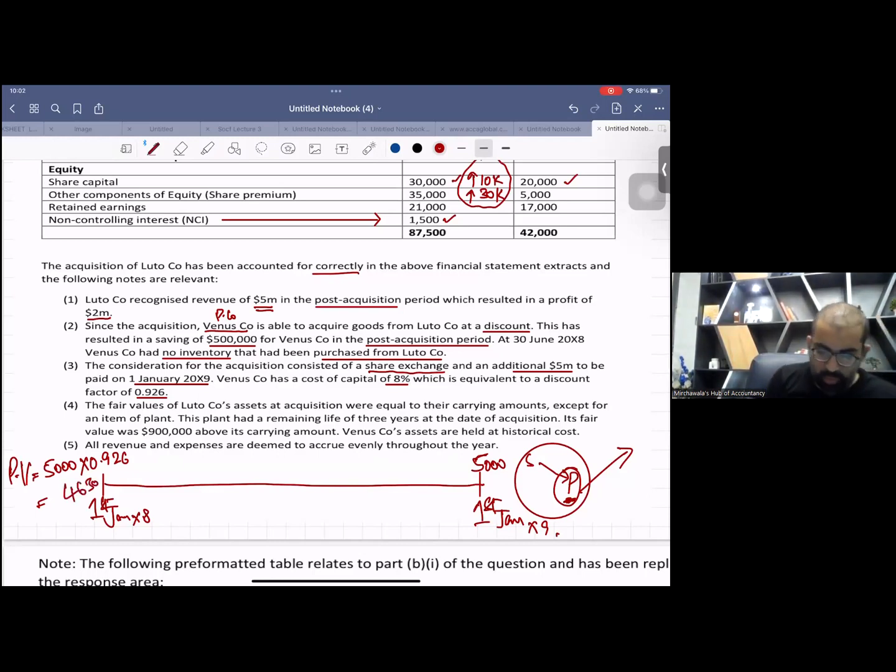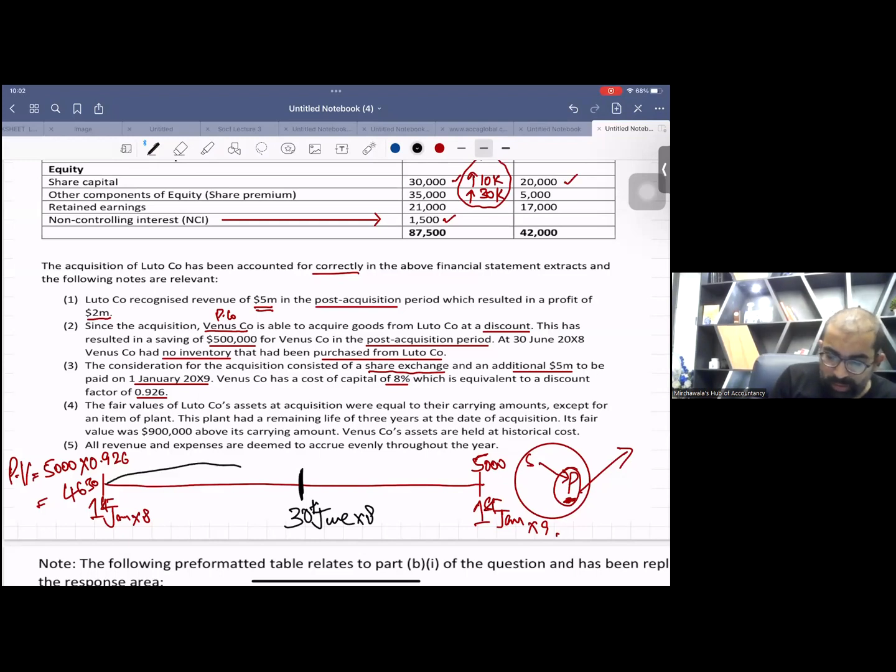4630. Okay. So your deferred consideration liability, don't sleep. Your deferred consideration liability is 4630 at 1st January X8. Now, you know your year end. Your accounting period year end is 30th June X8. If you have carefully seen the question, your year end is 30th June X8.